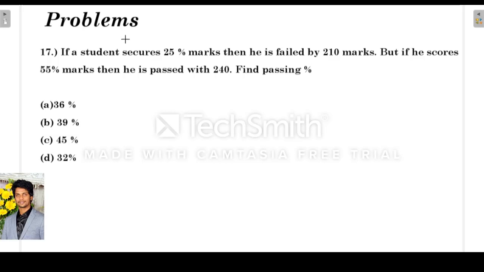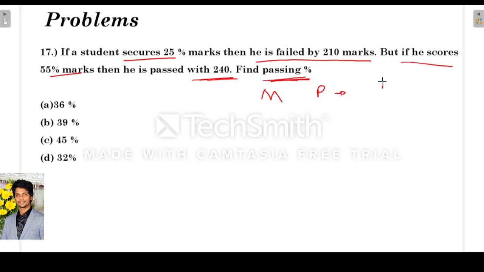So a student secures 25% of marks and he is failed by 210 marks. But if he scores 55% of marks, he is passed with 240 marks. Find passing percentage. So let us assume total marks is m and passing marks as p. So they are asking passing percentage.